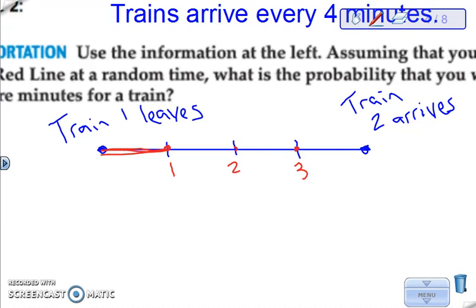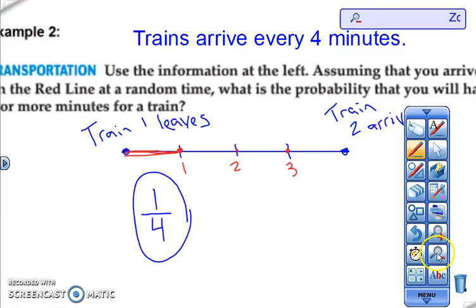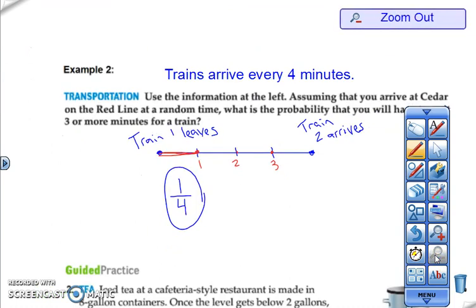So if I look at that, that's one piece of the line out of a total of 4 pieces. So I have a 1 in 4 chance that I will have to wait 3 minutes or more for the next train.